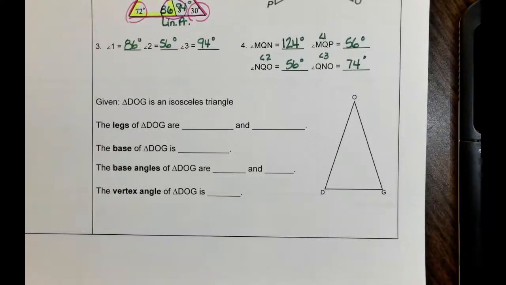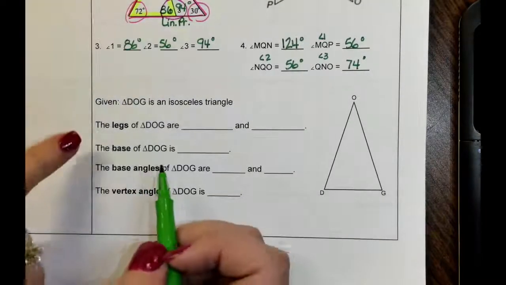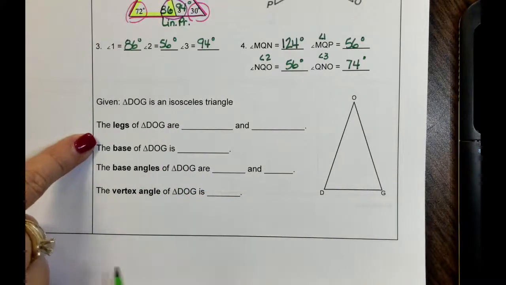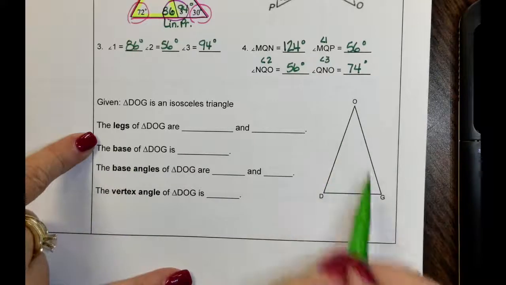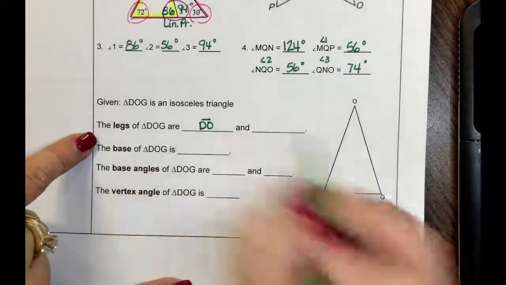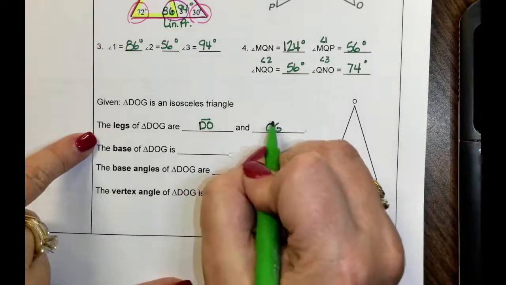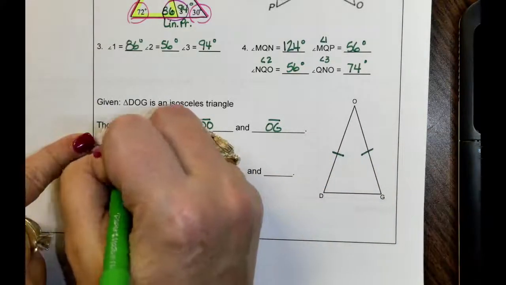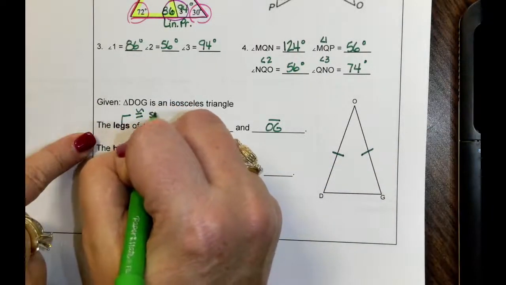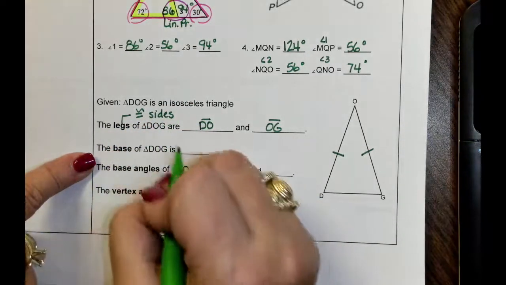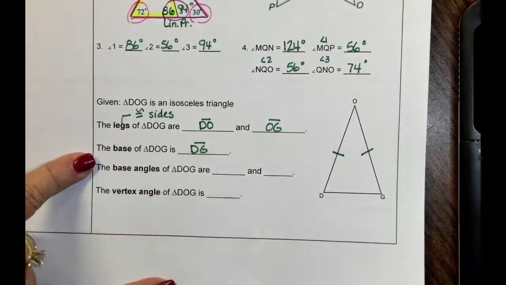Okay, now let's go back and talk about our isosceles triangles that we talked about the other day. So remember that every isosceles triangle has legs, a base, base angles, and a vertex angle. So the legs of this isosceles triangle, DOG, are DO and OG. The legs are the congruent sides. Okay, the base of DOG is DG.